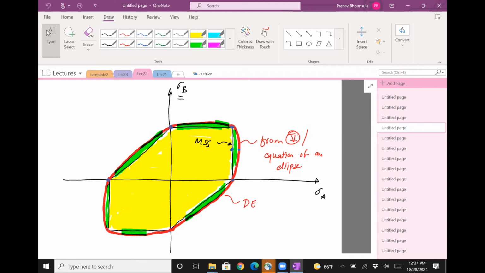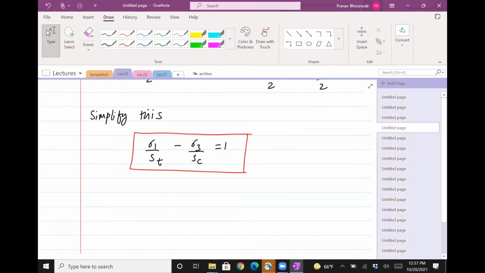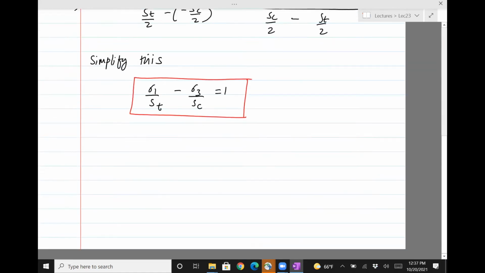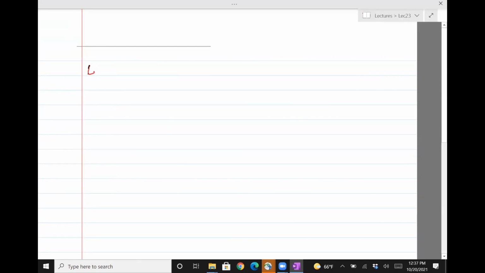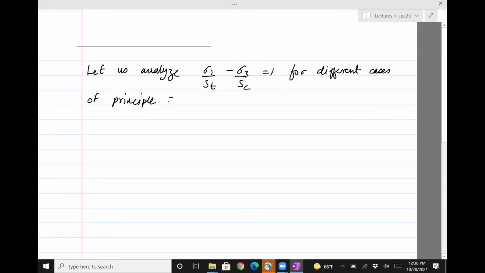Now the question is, can we do a similar plot for Coulomb theory? And we can, and I'm going to do that next. So let's analyze sigma 1 divided by ST minus sigma 3 divided by SC equal to 1 for different cases of principal stresses. Just like I did this in a fair amount of detail for the maximum shear stress theory, you can go and refer to that. I'm not going to go as slowly as I went there, but you can refer to those notes.